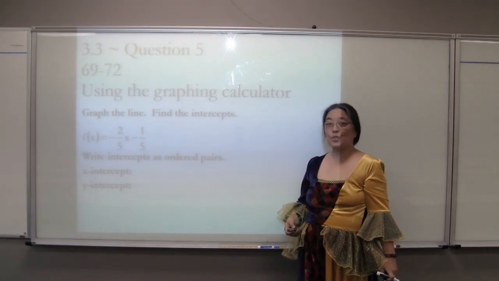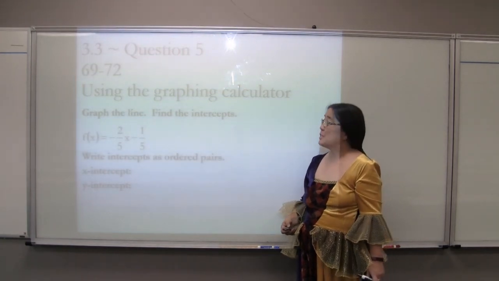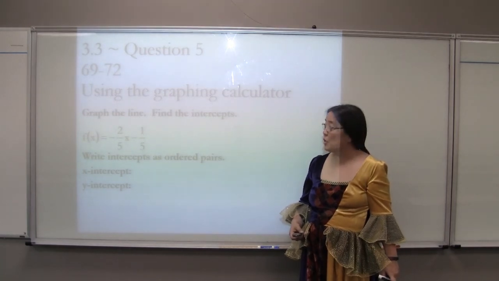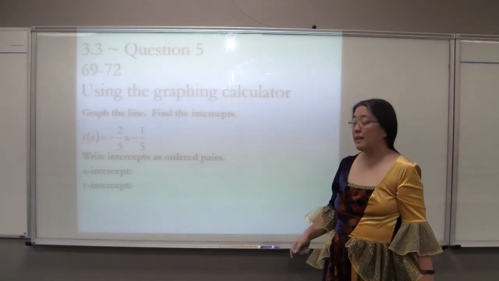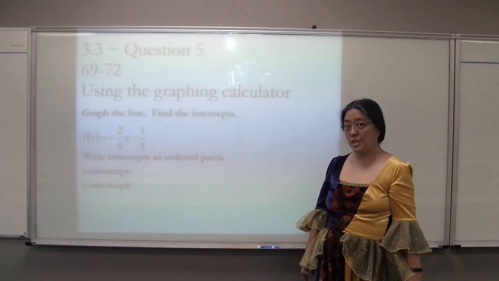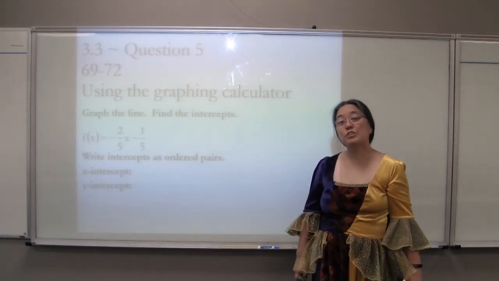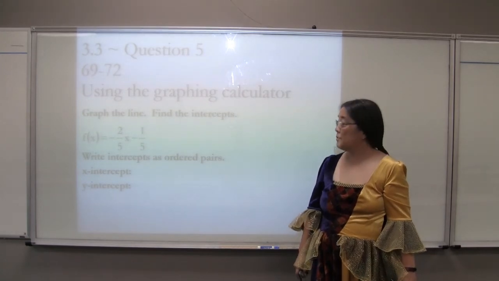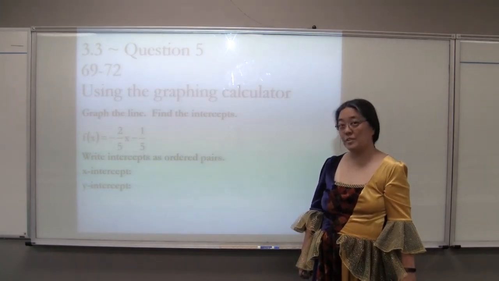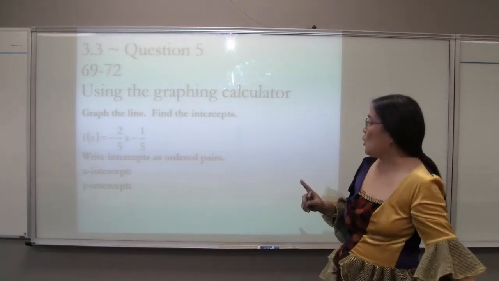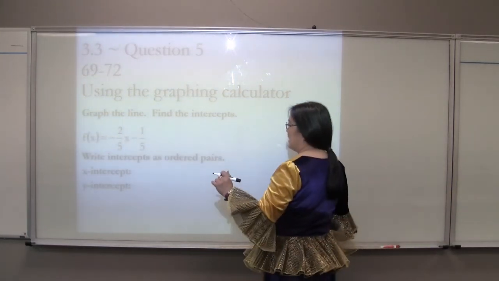Chapter 3, Section 3, Question 5, using the graphing calculator. We're going to use a graphing calculator to show you how to enter in this function notation equation, graph it, and then use the functions in the calculator to find the x-intercept and the y-intercept. But in case you don't have your graphing calculator, we can actually do this by hand.